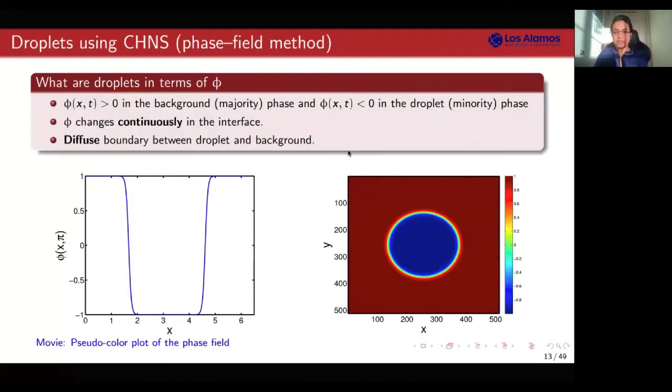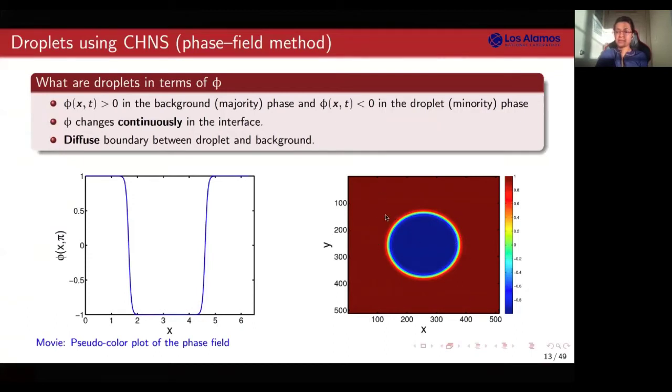Now, how do we define droplets using this method? As I said, the initial condition is tan hyperbolic. I take a two-dimensional tan hyperbolic function and use the argument such that it is tanh of r instead of x or y. To define the bounds on the radius, it is tanh of (r minus r naught), where r naught is the radius of the droplet. This function has two asymptotes: one in the background majority phase, and the other in the minority or droplet phase. The important thing is that phi changes continuously across the interface, so it is a diffuse interface method.